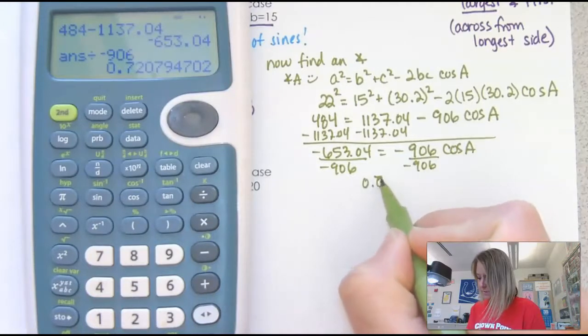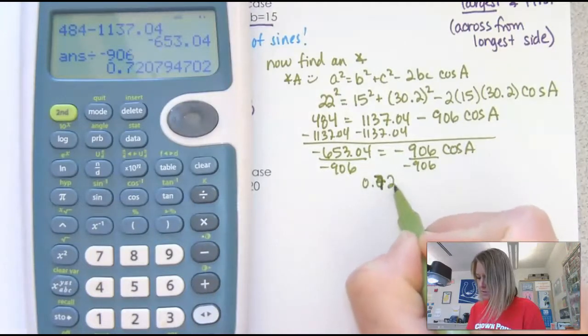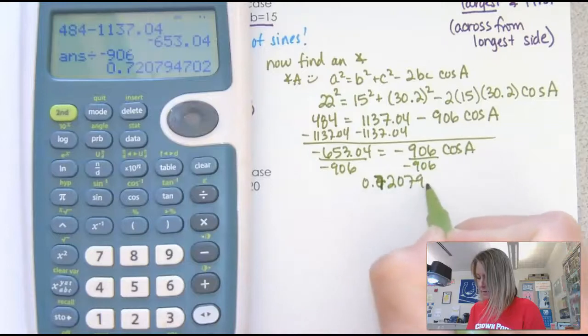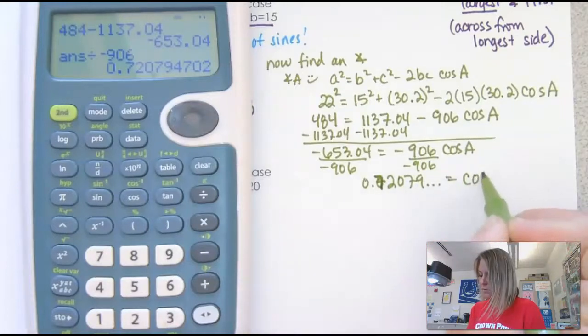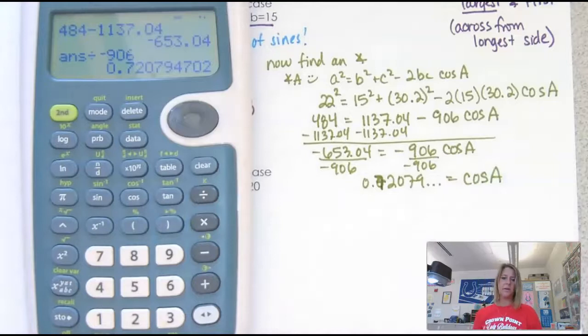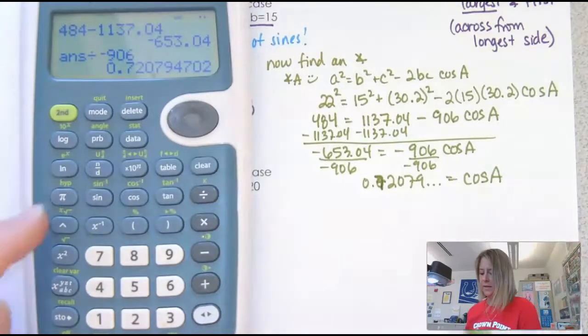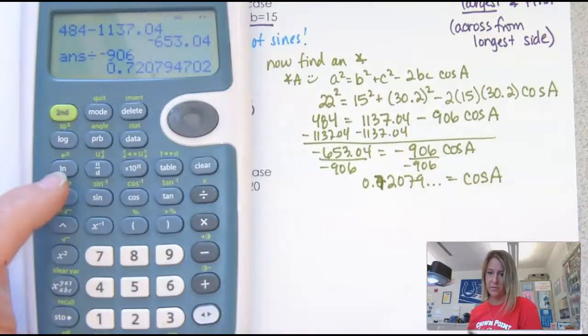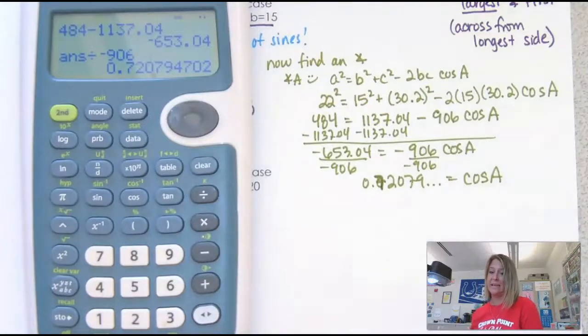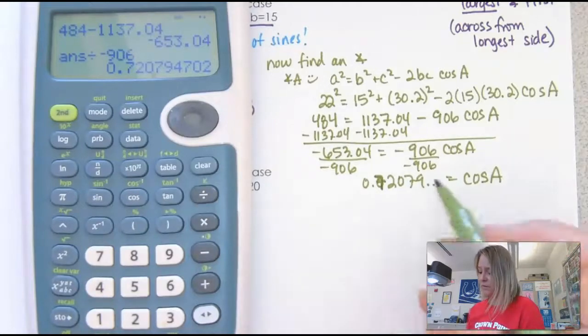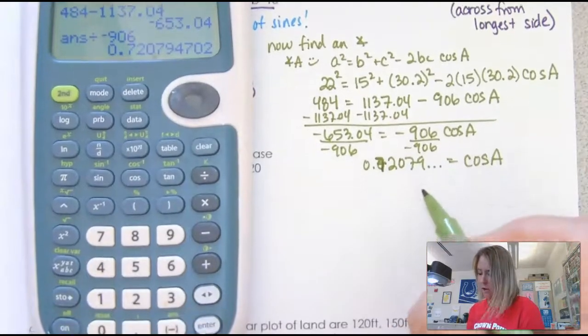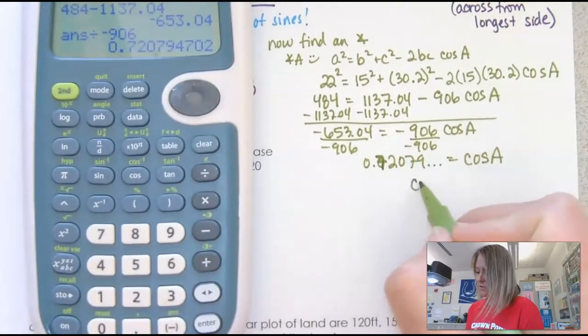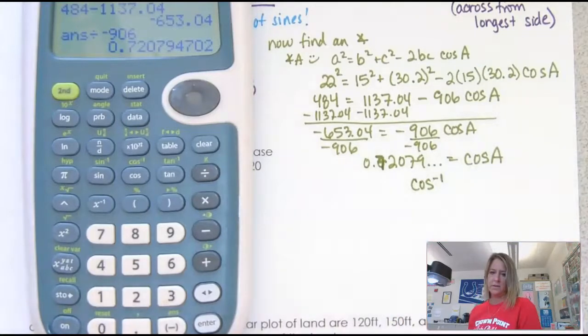So right now I have, oh, that's a 7 right there. 7, 2, 0, 7, 9, bunch of numbers, equals the cosine of A. So in order to solve this, I'm going to do the inverse cosine. That's not the reciprocal, that's not secant, this is the inverse. That's how we solve angles. So it's that with that little -1, arc cosine is what you say. So it looks like this.